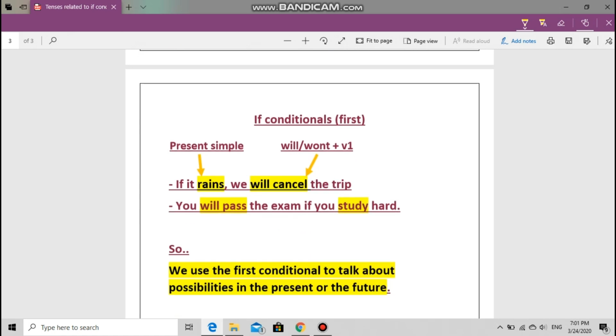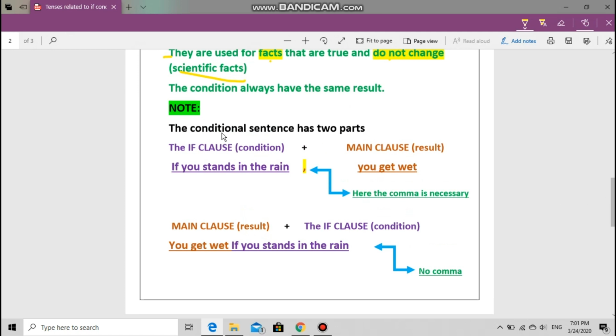Okay. Look at here. The conditional sentence has two parts. The first part will start with if. We call it the if clause. And the second one we call it the main clause or the result. If the sentence starts with an if, you have to use the comma. But if the sentence starts with the main clause or the result, there's no need to put the comma. It's a mistake to use a comma here.